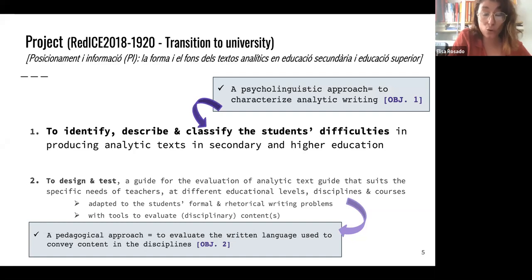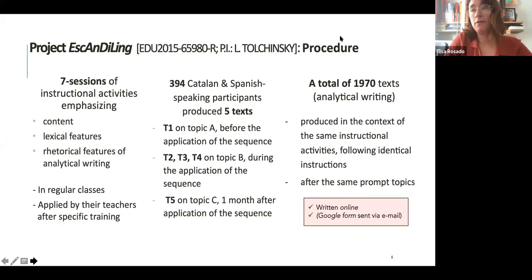Yet the second goal, which is not the one we're discussing today, is a pedagogical one. I'm sorry to move you all around all the time. I mean, our purpose was to develop a valid and useful instrument to be able to analyze the production of these students in different disciplines, in different contexts, in different levels, right? But still, as I said, we concentrate on the first of these goals.